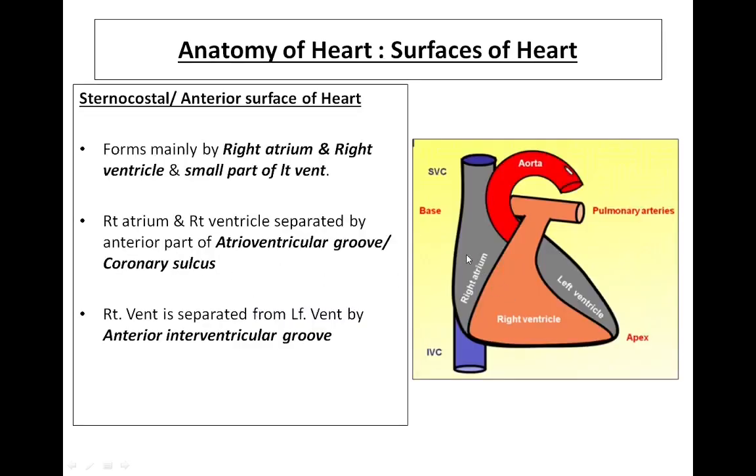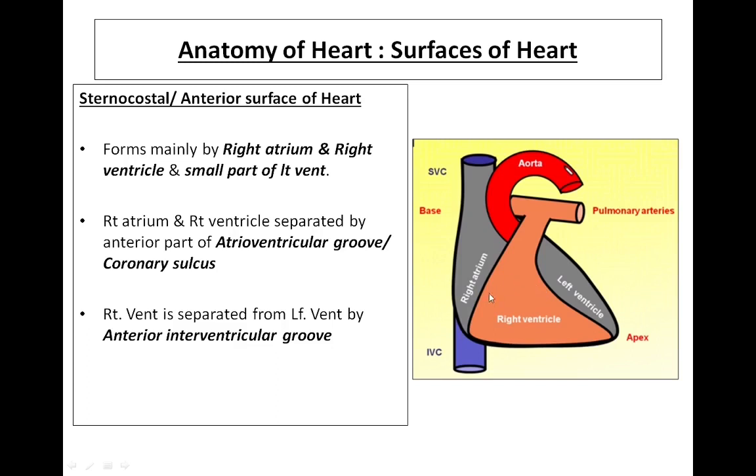So the right atrium and right ventricle are separated by a sulcus, and the name of this sulcus is the atrioventricular sulcus. The sulcus which separates the atrium and ventricle is known as the atrioventricular sulcus, and it is also known as the coronary sulcus. So the atrioventricular sulcus or atrioventricular groove separates the right atrium from the right ventricle. Atrium lies at the upper level, ventricle at the lower level, so they are separated by a groove known as the coronary sulcus or atrioventricular sulcus. This is the anterior part of the atrioventricular sulcus or coronary sulcus.